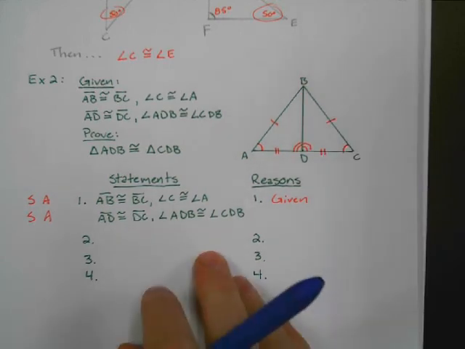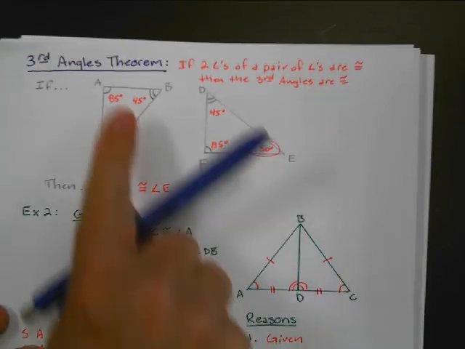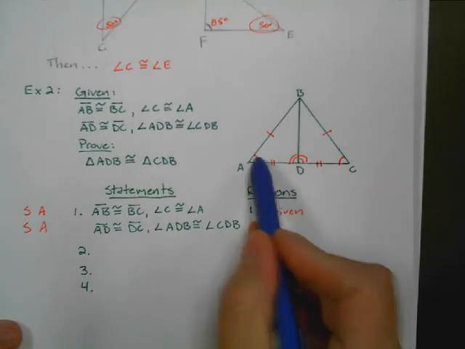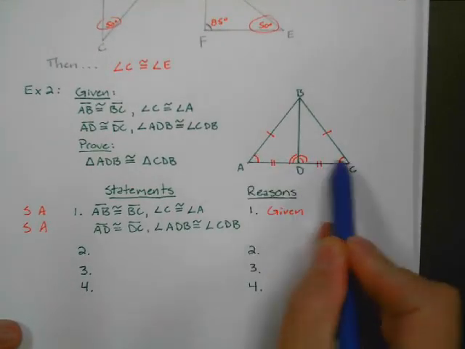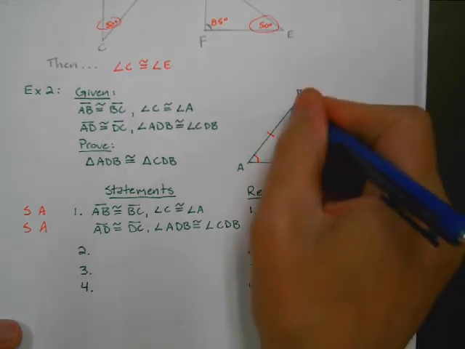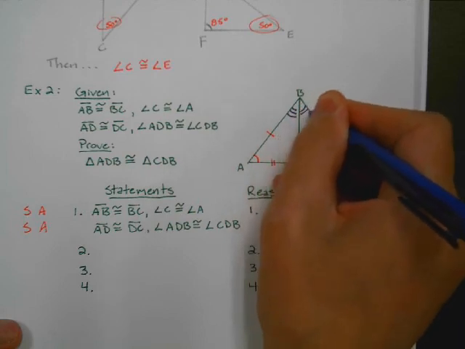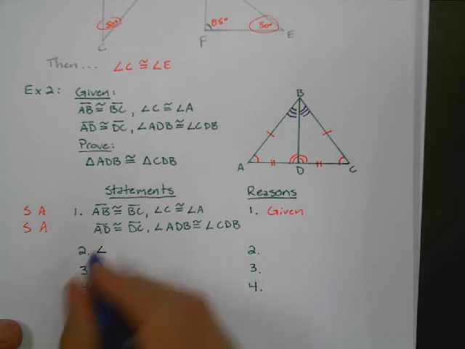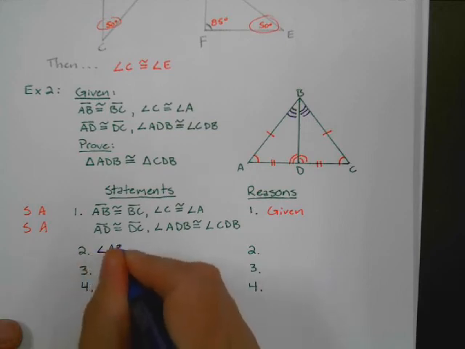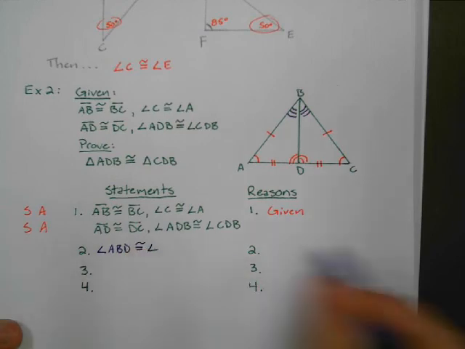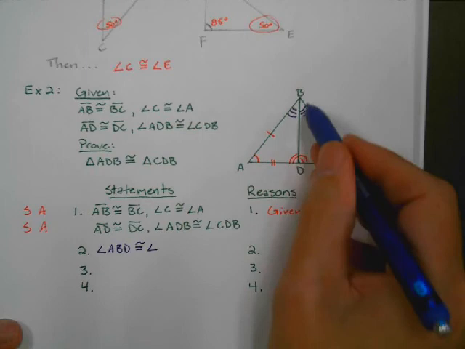We already know what that's going to be because we just did the third angles theorem. The third angles theorem states that if 2 angles are the same in 2 triangles, then the third angles have to be congruent. So now I can say, okay, this angle and this angle have to be congruent to each other. That would be angle ABD has to be congruent to angle CBD.